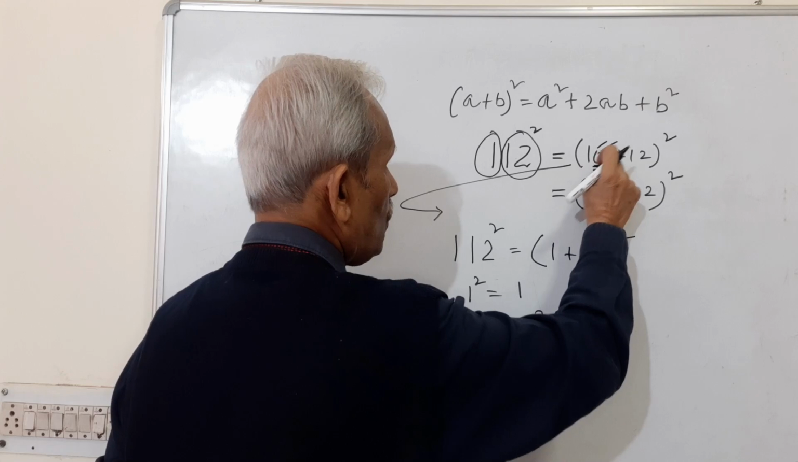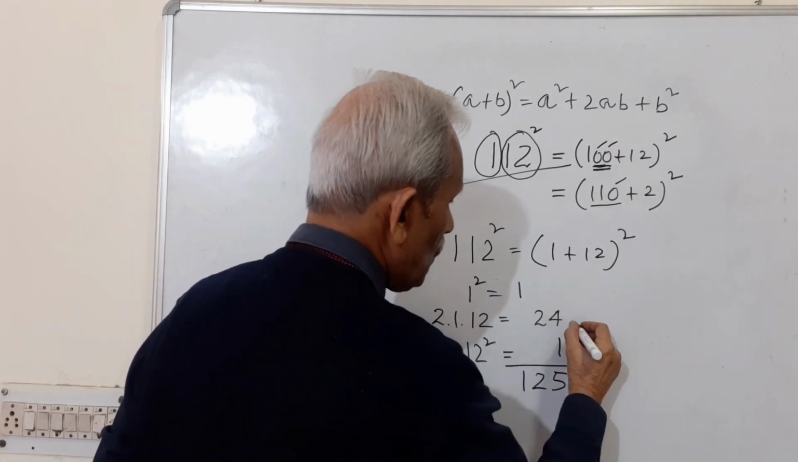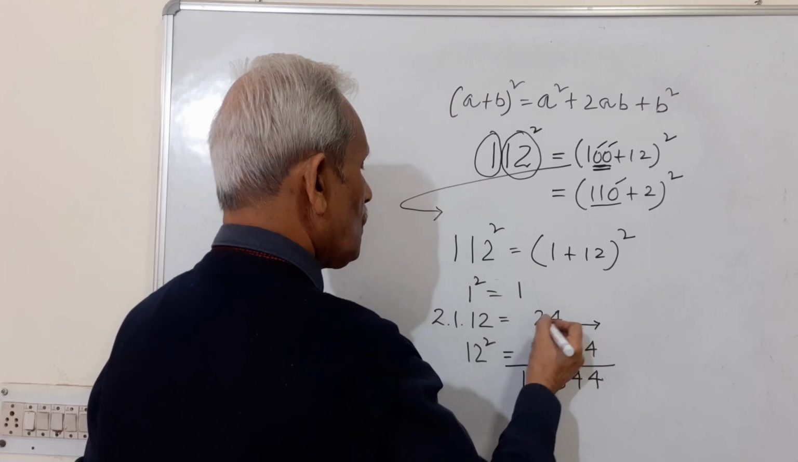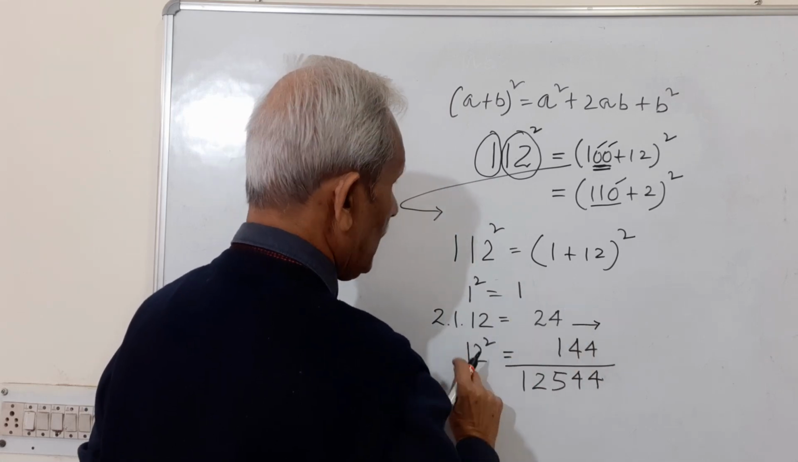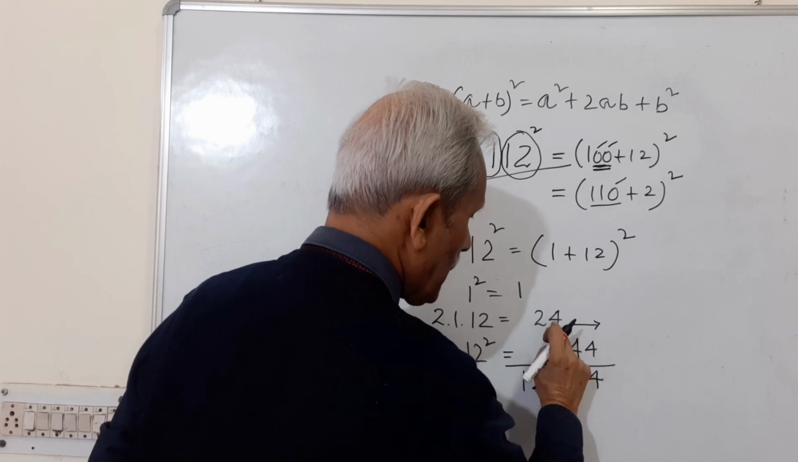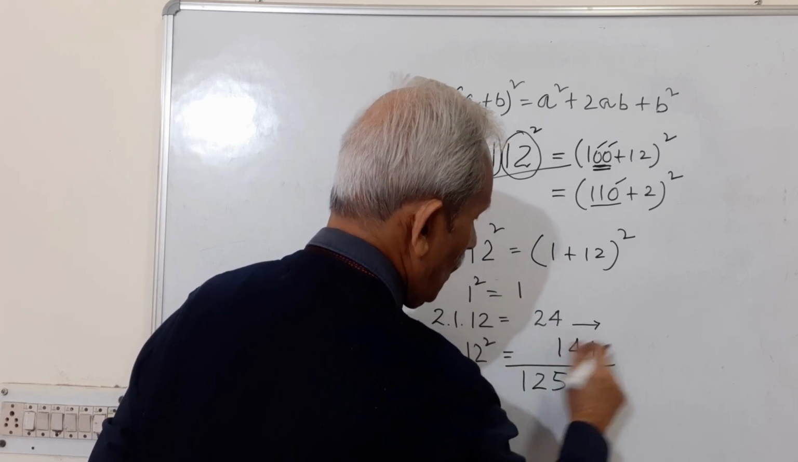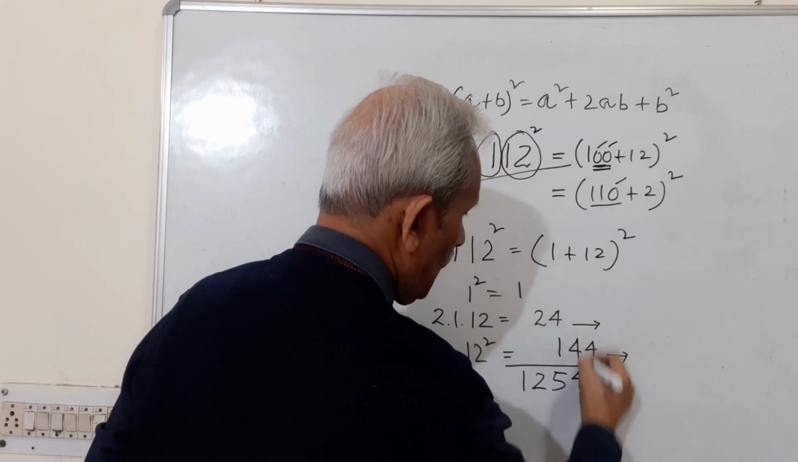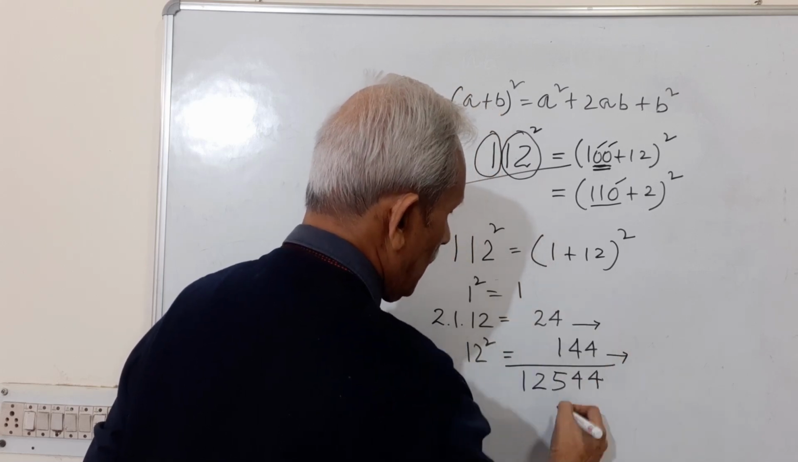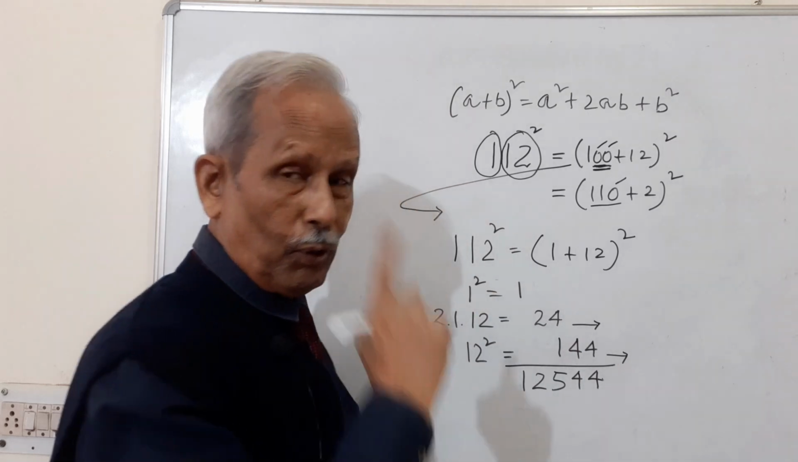But here there are 2 zeros. We'll shift this, placing it shifted by 2 spaces. So write down 2, 4, not below 1. And then 12 square, 144, shift by 2 spaces after this. Now we add it column-wise. 1, 2, 5, 4, 4, right?